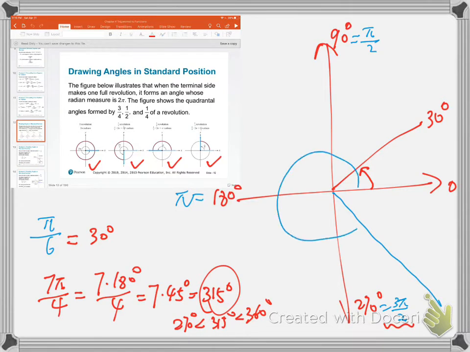So we have a big rotation. This is 315 degrees, or 7 pi over 4. So we compare any angle to these 4 special angles, and then we draw the terminal side.